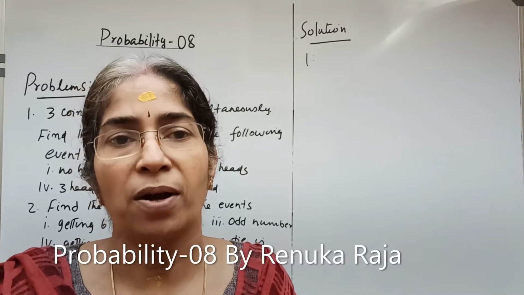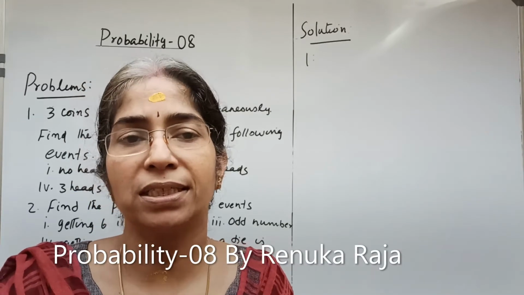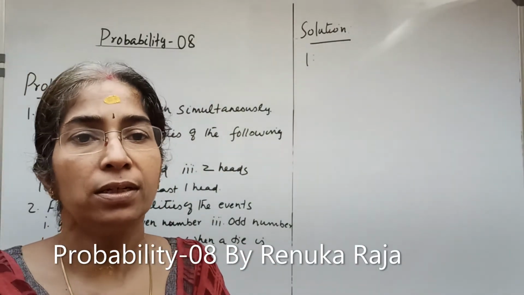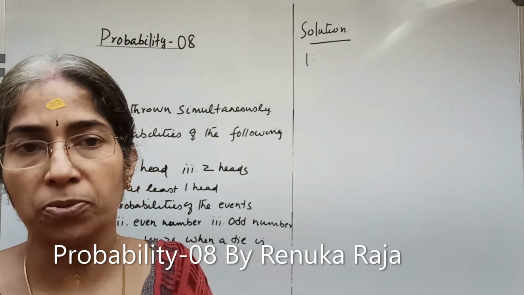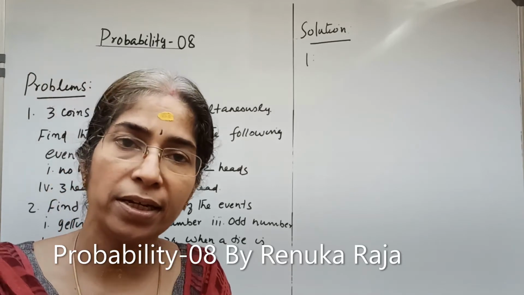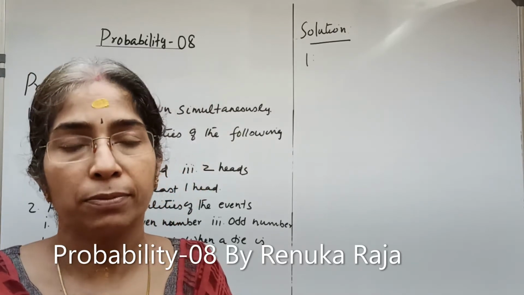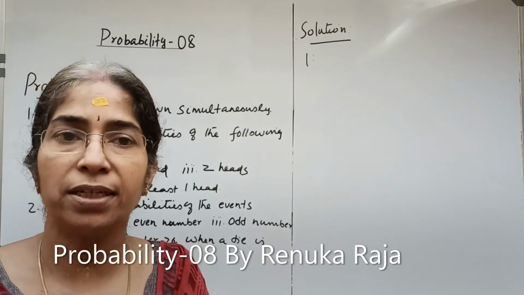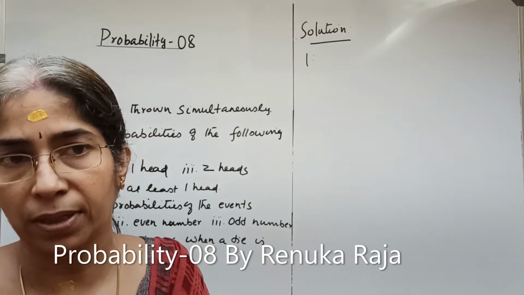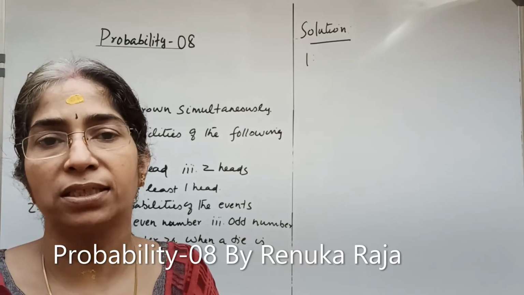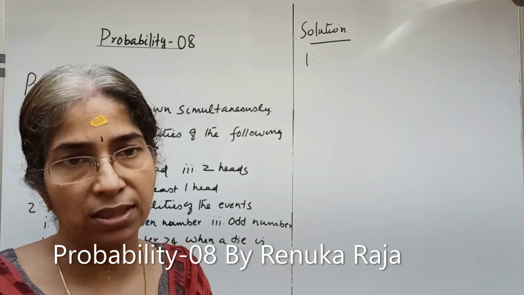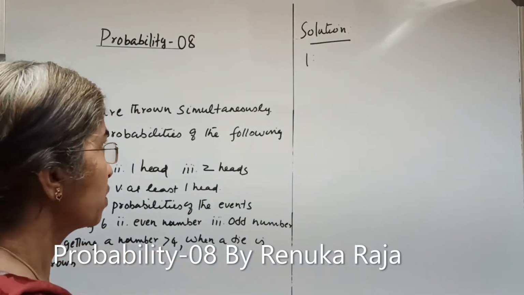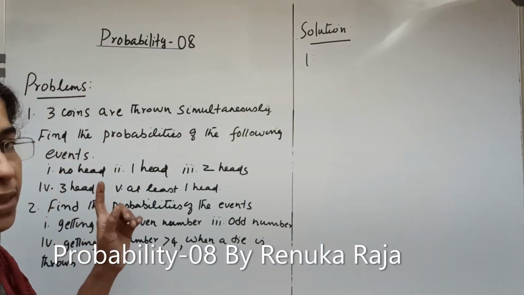We continue probability by doing certain simple numerical problems. Now that we have the mathematical definition of probability: for any event A, the probability of the occurrence of the event A is simply defined as P of A equal to favorable cases divided by exhaustive cases, so we consider the sample space.